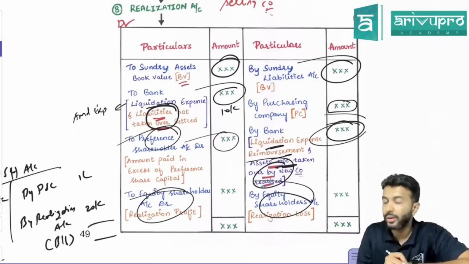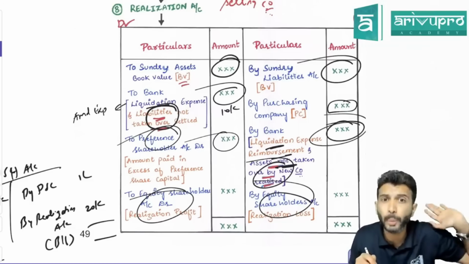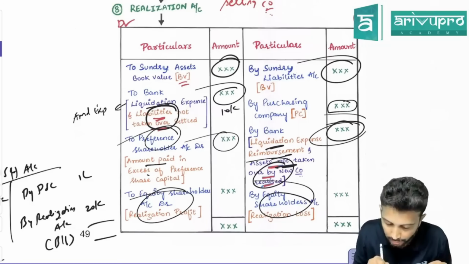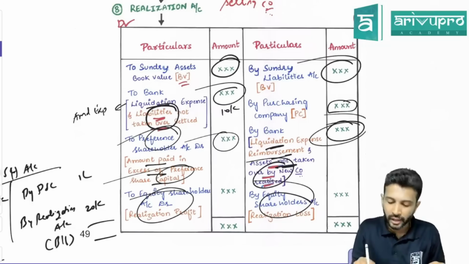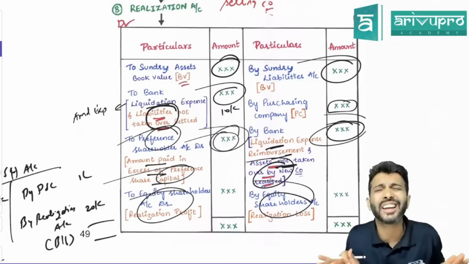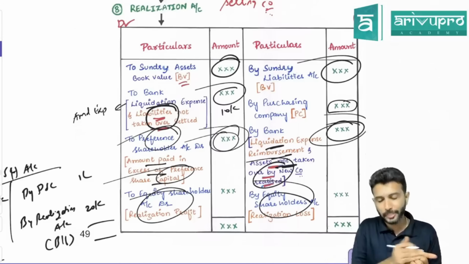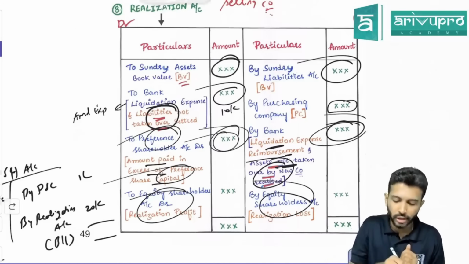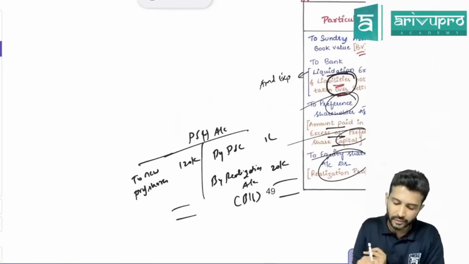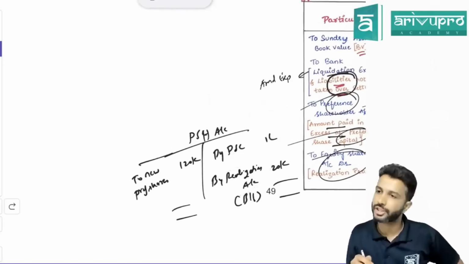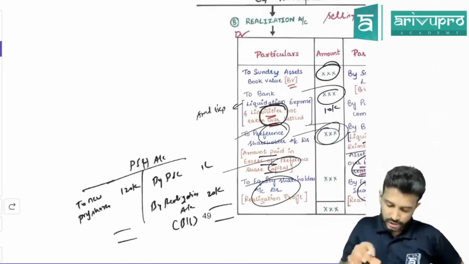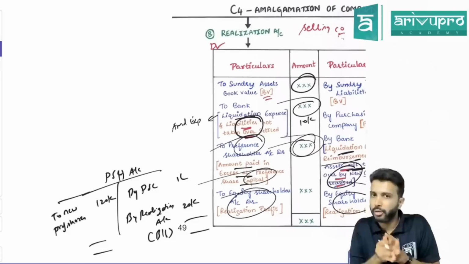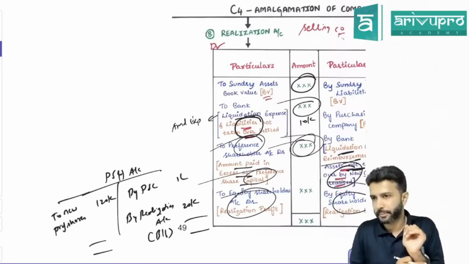This entry will only come if you pay more money to preference shareholders. If the amount paid is in excess of preference share capital, then only this entry will come. Otherwise, it will not come. If you paid less, instead of posting it on the debit side, post it on the credit side. Basically, the balancing figure in this account, you transfer to the realization account. Check: every problem may not have it, but some problems may, and this adjustment has also been tested.